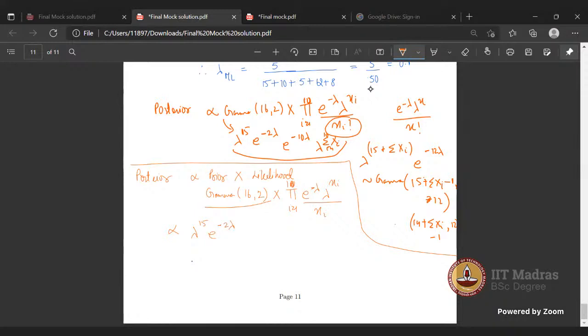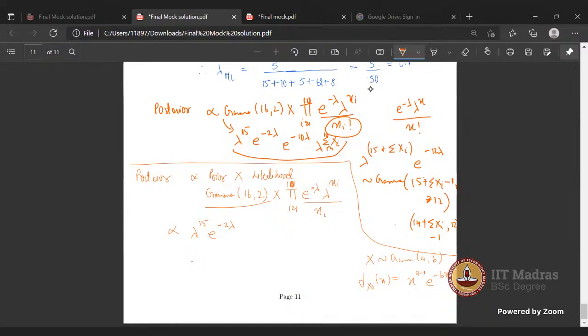Can you explain this? How do you get this lambda to the power 15? Yeah, so if your random variable is gamma a, b, then the distribution of gamma is given by x to the power a minus 1 e to the power minus bx. This is the same thing I've written here. Okay. So since the prior was gamma 16 comma 2, this is going to be lambda to the power 15 e to the power minus 2 lambda. Correct? Is this fine? Yeah. Okay.